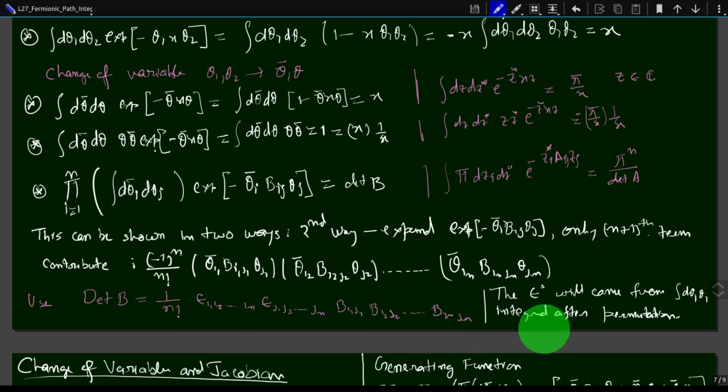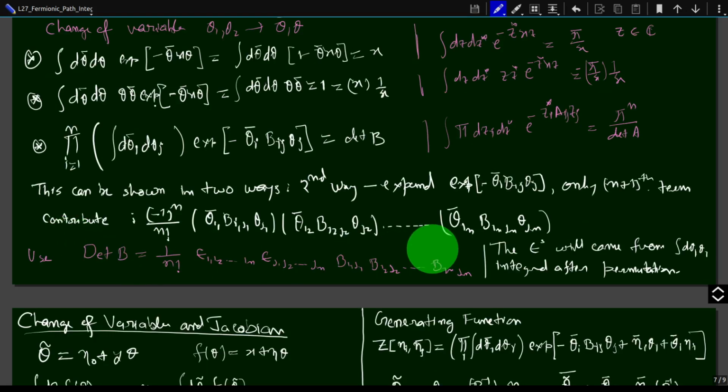Okay, so what I'm saying is that this epsilon comes from these various integrals by means of the permutations. Okay, so all these factorials and all these signs, everything will be absorbed. Okay, and we'll have just determinant B as my answer. So this is to actually see how it works, and may require you to think carefully.